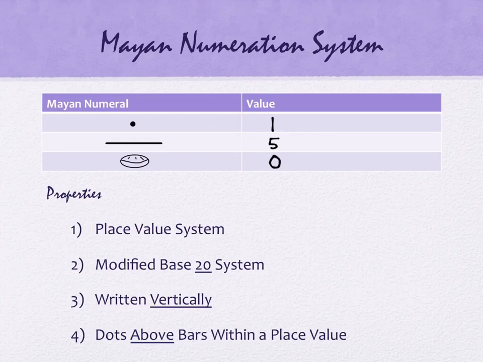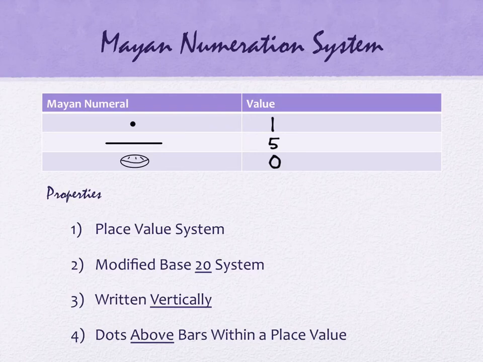It's written vertically. So instead of writing their numbers from left to right like we do and like the Babylonians did and like the Egyptians did, they write them from the top to the bottom. So the bigger place value is on the top, the smaller place value is on the bottom. And then they put their dots on top of their bars. So if you had the number 6, you would have a dot on top of a bar. That would be 6.